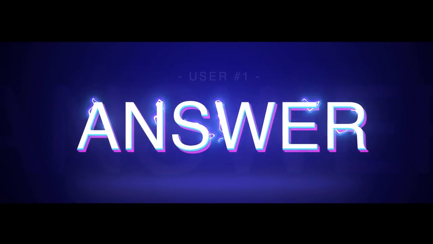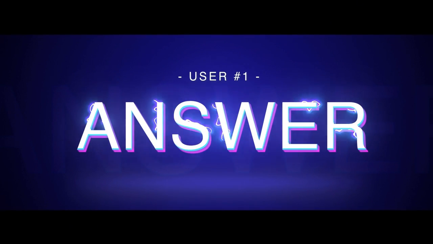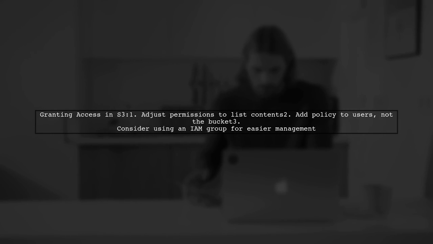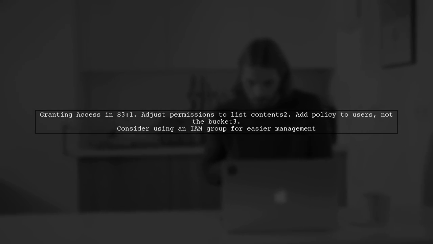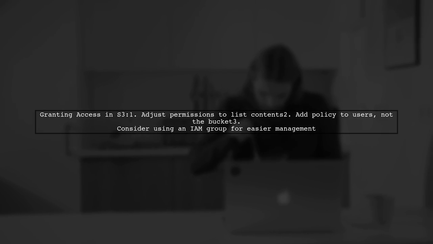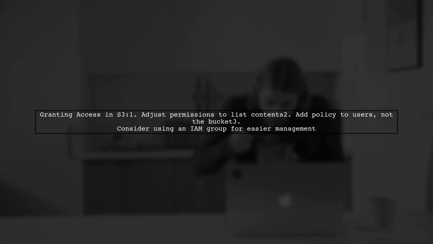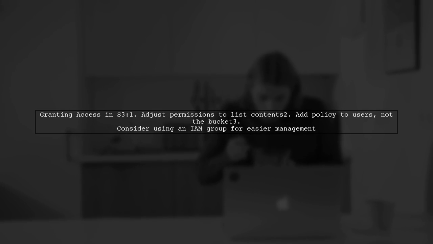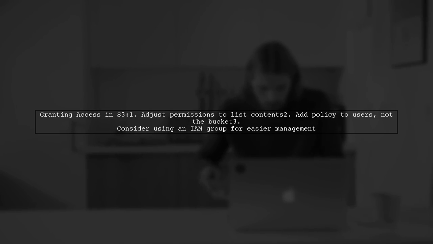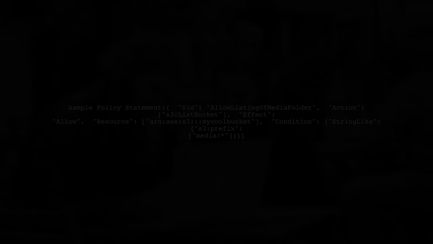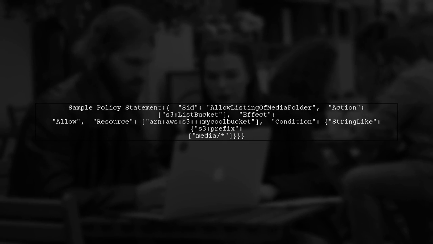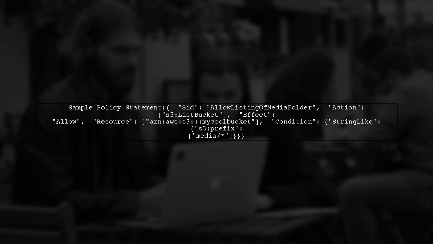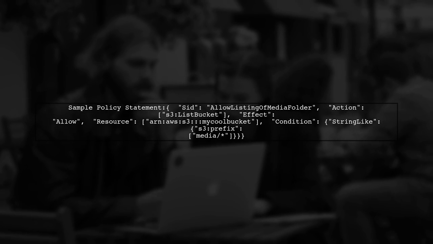Let's now look at a user-suggested answer. To grant access to all subfolders in an Amazon S3 bucket, you need to adjust your permissions. Specifically, add a policy statement to allow listing the contents of the media folder. Here's a sample policy statement you can use. It allows listing the media folder and its subfolders.